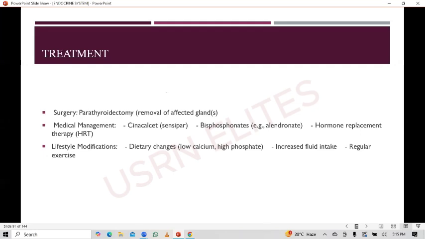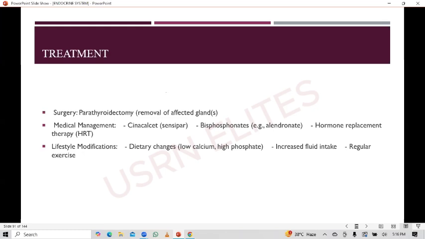So surgery, the treatment. Now I talk about the treatment. We can do a surgical procedure, that is a parathyroidectomy, which is the removal of the affected gland or glands. If the situation is getting out of hand and there's still more production of parathyroid hormone, you can schedule a surgical procedure and take off the parathyroid glands.